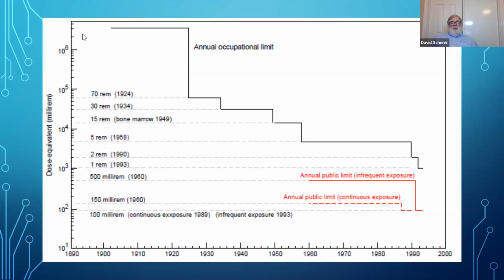This is a graph showing how the radiation standards changed over time with that history that I showed you up until the 1990 changes. It doesn't have the most recent changes. This is the annual occupational limit, and this shows the public limit, 500 millirem for infrequent exposures. And they said that for continuous operations, public exposure should be limited to 100. This all became 100 millirem with the 1990 standards.